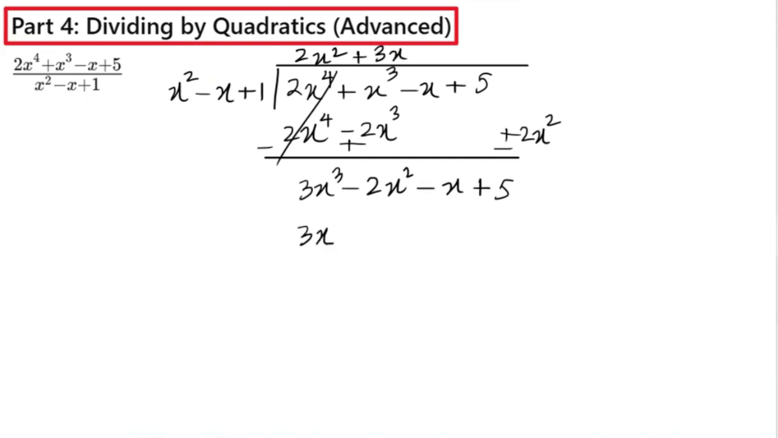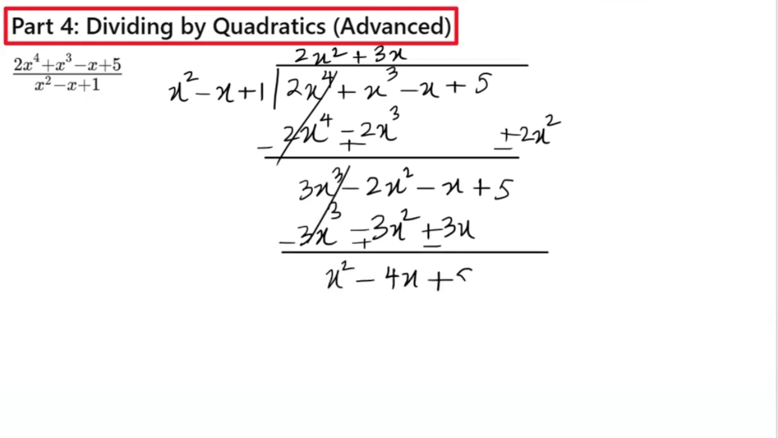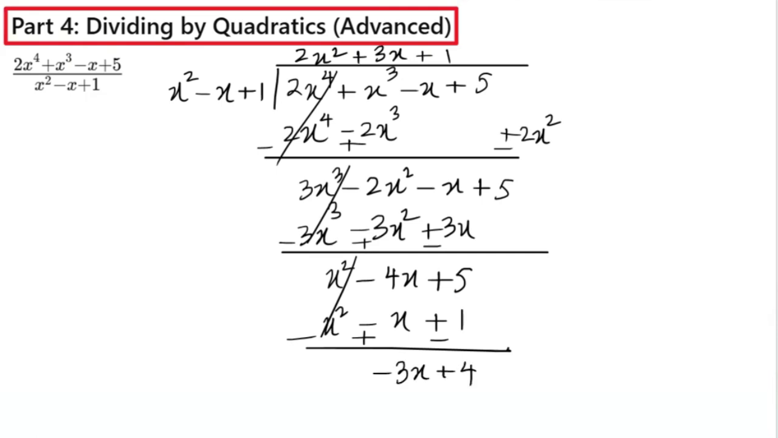This will give you 3x cubed minus 3x squared plus 3x. And minus plus minus cancel. x squared minus 4x plus 5. And finally, I'll multiply by 1 to get x squared and minus x and plus 1. This time, this divisor is not a factor. You'll see why, because we are getting a remainder of minus 3x plus 4. This is the remainder, the top value is the quotient, and that's how you perform these divisions.